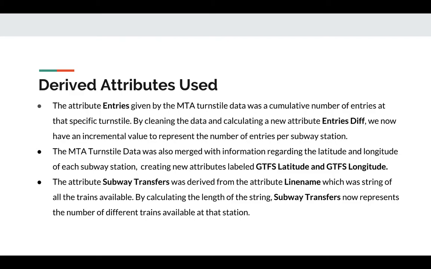Line name was a string of all the trains available. By calculating the length of the string, subway transfers now represent the number of different trains available at that station.